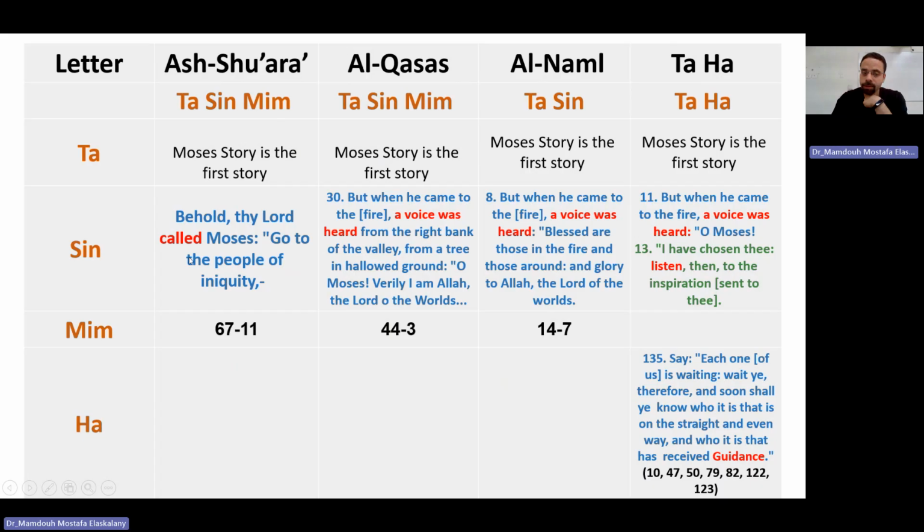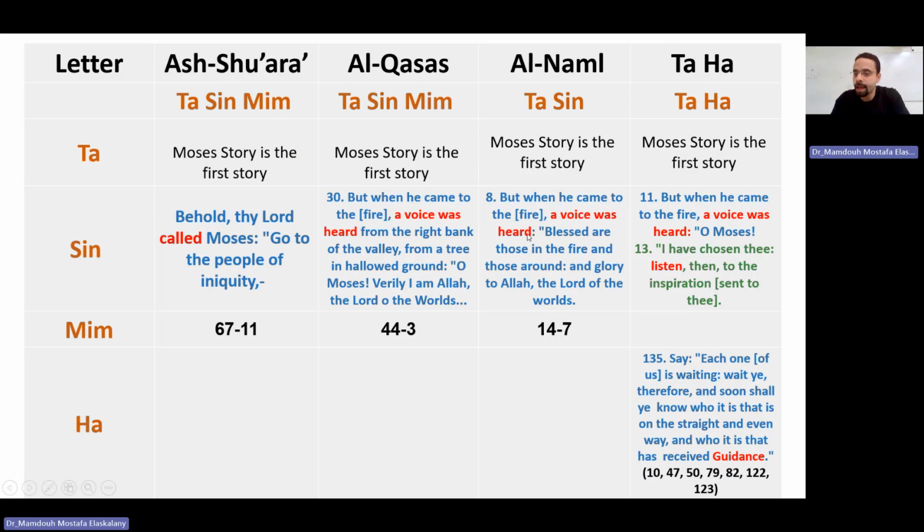So again, God is stressing the moment where Moses can listen to God, can hear God. In Surah Al-Qasas, we have: "But when he came to the fire, a voice was heard from the right bank of the valley." This is the voice of God. Again, it is stressing the moment where God is talking to Moses, and Moses can actually hear him. That's why it is translated like this: a voice was heard.